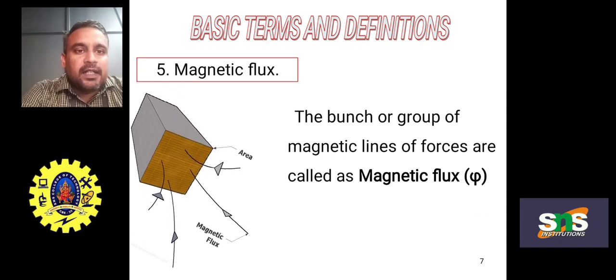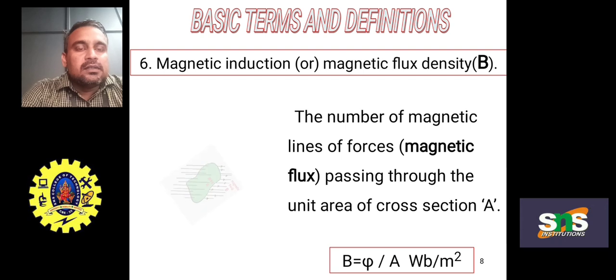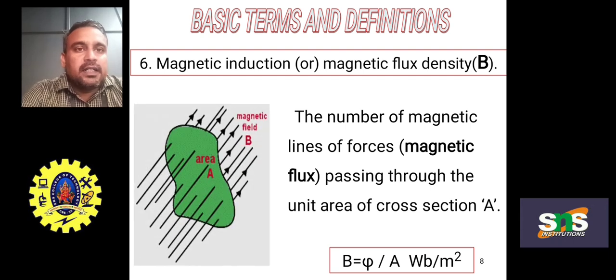So magnetic flux: the total number of magnetic lines, a bunch or group of magnetic lines of force, is called magnetic flux. The next is magnetic induction, or magnetic flux density B: the number of lines of force passing through the unit area of cross section A.